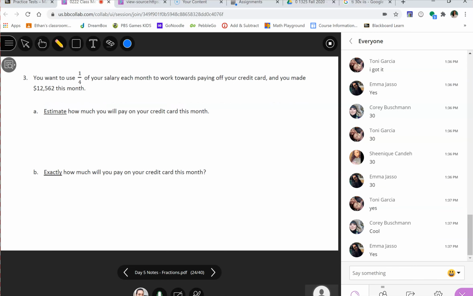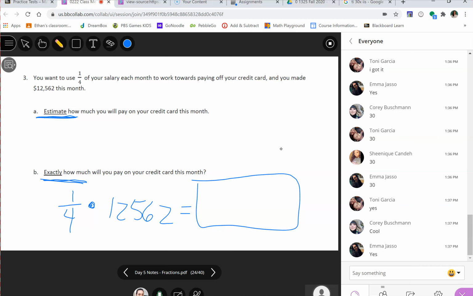So the next thing you're going to see, sometimes they're going to ask you to estimate, and sometimes they're going to ask you to do it exactly. So what does that mean on MyMathLab? Because it gets really frustrating. So here's the problem. You want to use 1/4 of your salary each month to pay off your credit cards, and you made this exact amount of money this month. So on the exactly one, on your calculator, you'll straight up type 1/4 times that amount of money and get the exact amount. So let's see what that is when we get the exact amount.